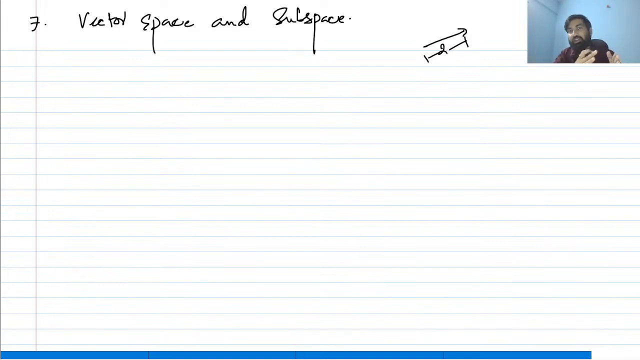So with vectors you can perform a couple of operations: you can add vectors, and you can multiply by a scalar. These are some properties of vector space which we will see. Vector space is nothing but a plane. We will talk about the two-dimensional plane and the three-dimensional plane.